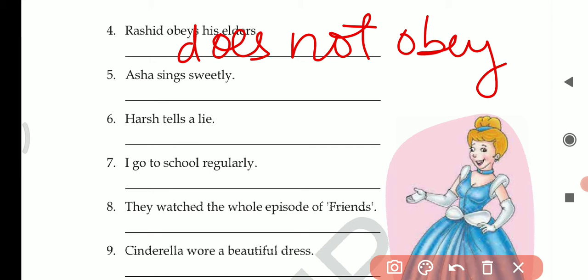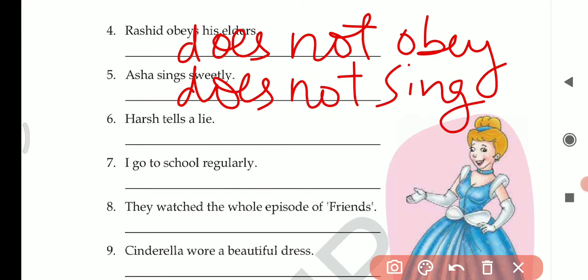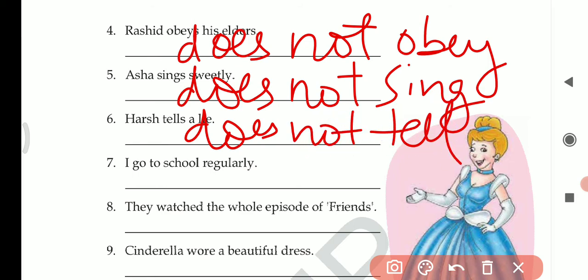5th, Asha sings sweetly. Again this sentence is in simple present tense and Asha means singular. So Asha does not sing sweetly. Next, Harsh tells a lie. So Harsh is a singular noun. So Harsh does not tell a lie. Tells will turn into tell.